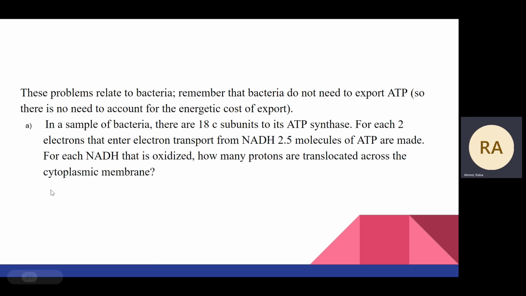Question 5A. These problems relate to bacteria. Remember that bacteria does not need to export ATP, so there is no need to account for the energetic cost of export. In a sample of bacteria, there are 18 carbon units to its ATP synthase for each 2 electrons that enter electron transport from NADH. 2.5 molecules of ATP are made. For each NADH that is oxidized, how many protons are translocated across the cytoplasmic membrane? I'll just wait a little.